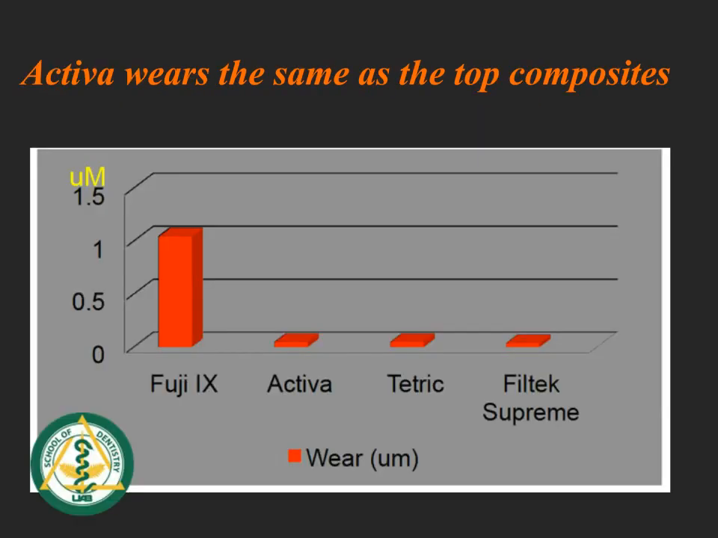Let's look at wear rate. This is really where I think the rubber hits the road, so to speak. When you're comparing a straight glass ionomer like Fuji 9 on the left, and you can see the wear rate in millimicrons, and then you look at the wear rate of Tetric Ivoceram and Filtech, which are composites, Activa wears like the composite. So it's a bioactive material that thinks it's an RMGI but might be a composite. We don't know, but it has the benefits of both.